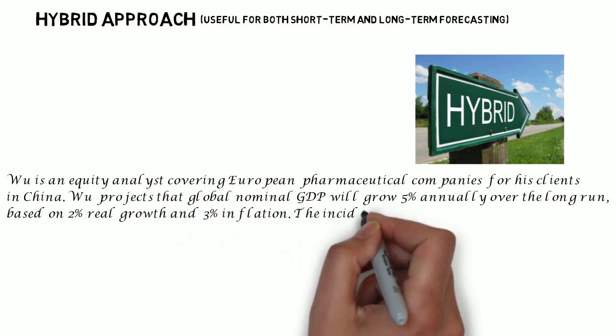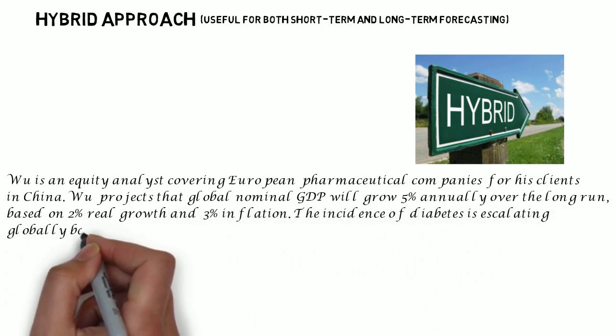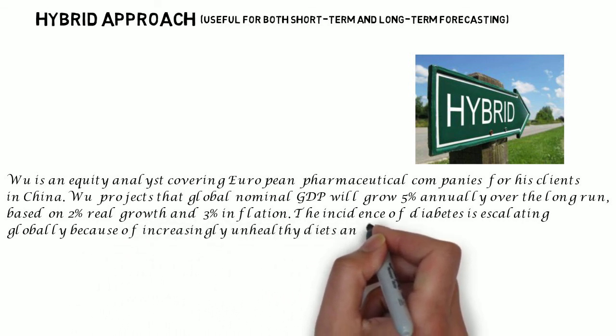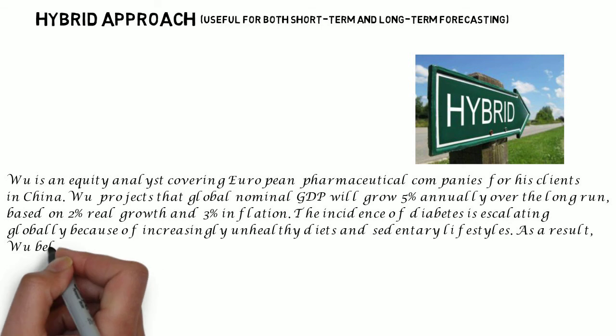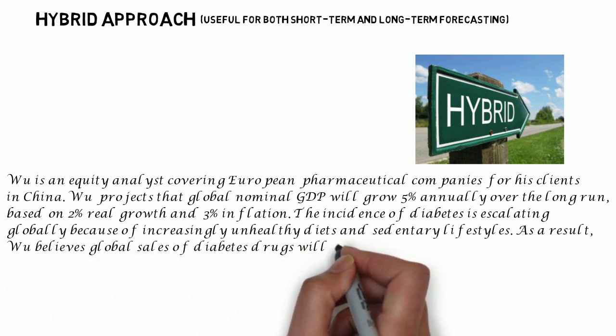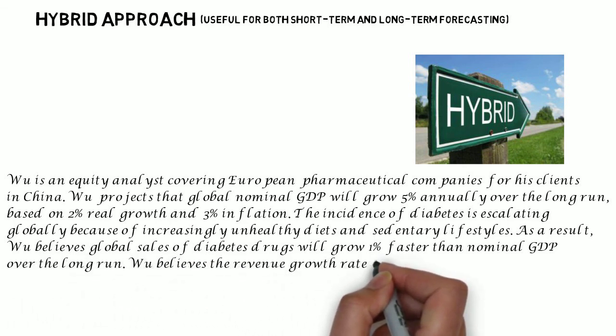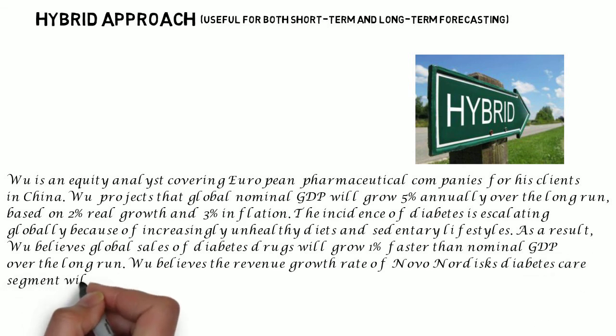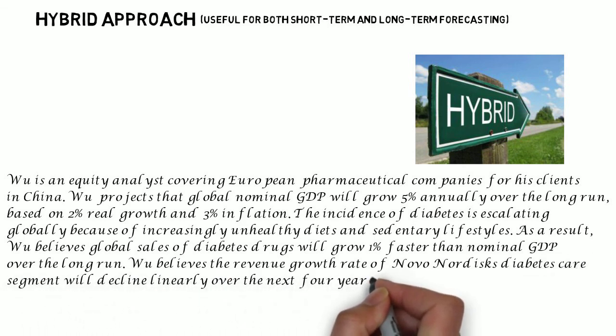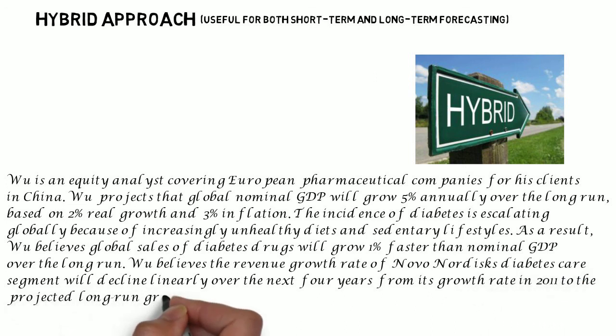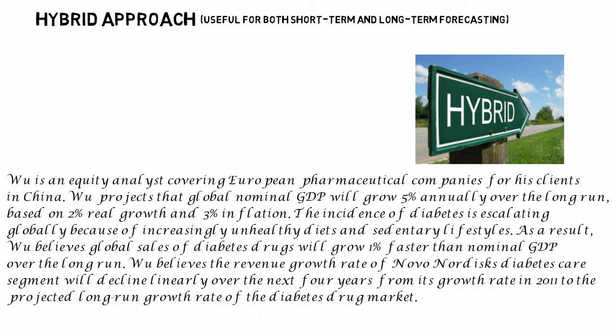He also finds that the incidence of diabetes is escalating globally because of increasingly unhealthy diets and lifestyles. As a result, Wu believes global sales of diabetes drugs will grow 1% faster than the nominal GDP over the long run. Wu, who's also following Novo Nordisk's diabetes care segment, believes that this particular segment will decline linearly over the next 4 years from its growth rate in 2011 to the projected long-run growth rate of 6%. The reason could be that the short-term growth rate is pretty high and unsustainable, and it has to revert back to the long-term mean of 6% in this case.